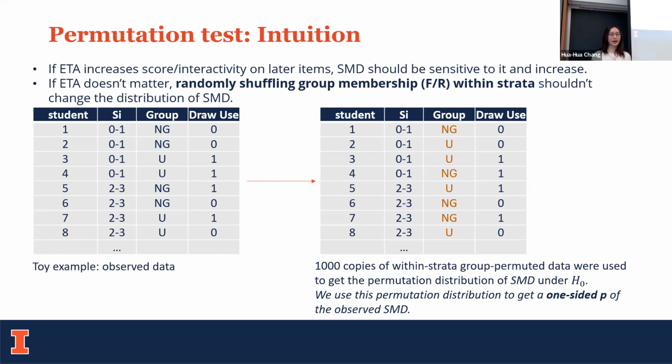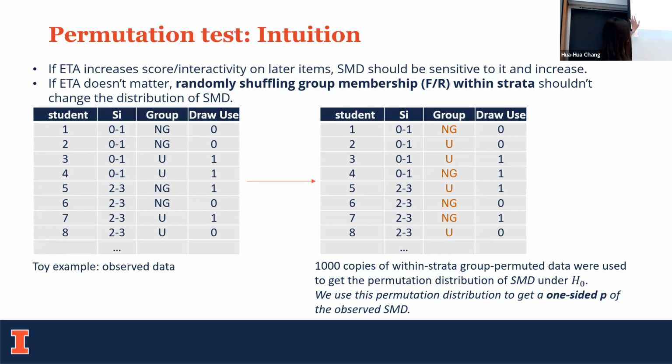In the case that ETA doesn't matter, we can randomly shuffle the group membership, which is whether they receive the accommodation or not, within the strata. That shouldn't change the distribution of the SMD. So here's a toy version of the observed data we have. The permutation test says that, controlling for the SI, which is the initial score strata, we randomly shuffle the group membership within each stratum. Then we create a total of 1,000 copies of these permuted data, where the assignment into whether they have the extended time or not is randomly shuffled.